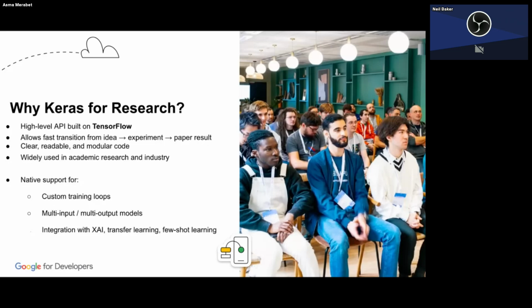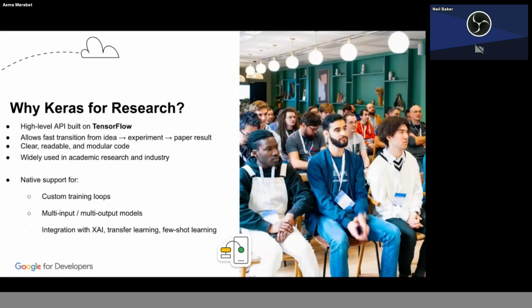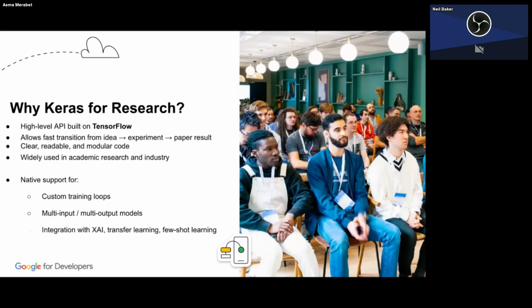The third reason is that the code is clean and self-documenting when we are collaborating with advisors or the ones who are writing the thesis. And the fourth reason is the community. There is a huge community in Keras, so if we have errors or bugs, we are not alone.